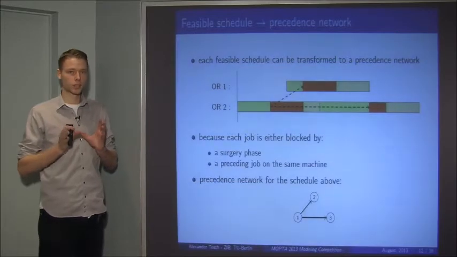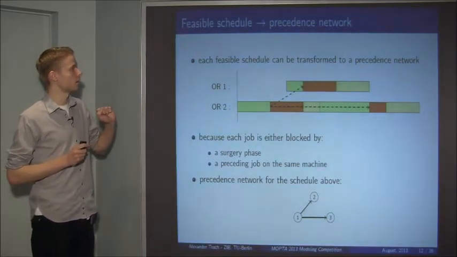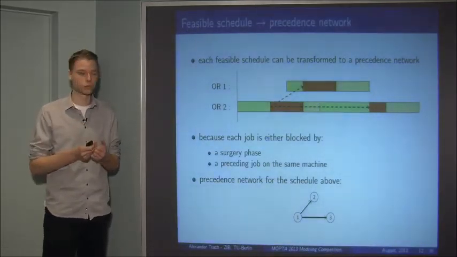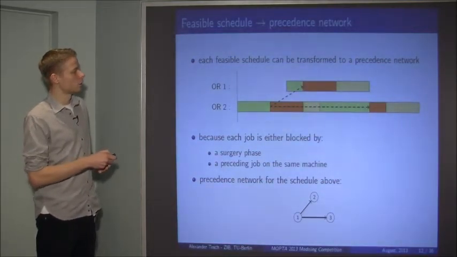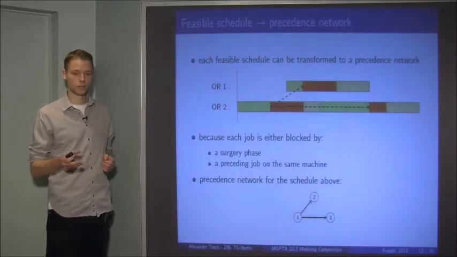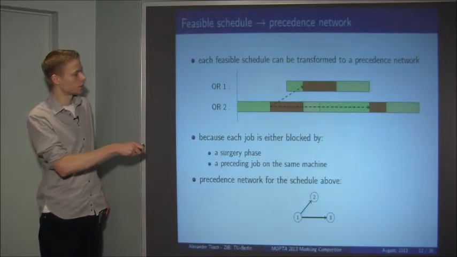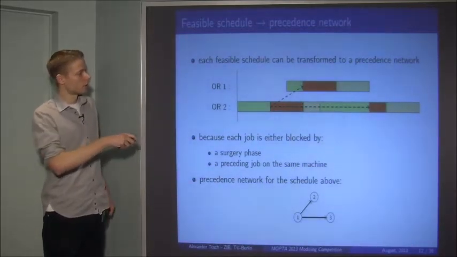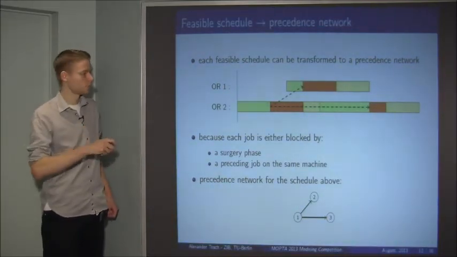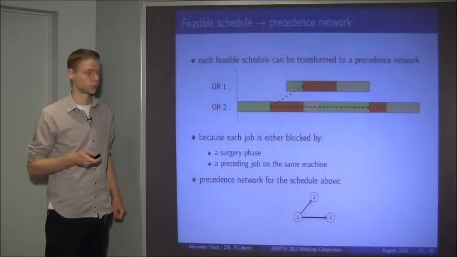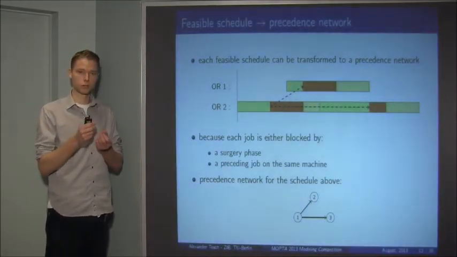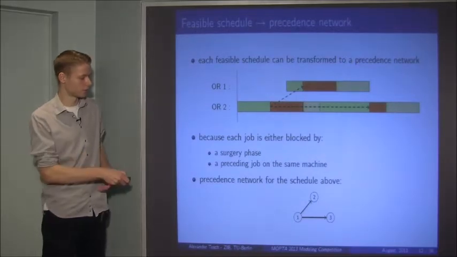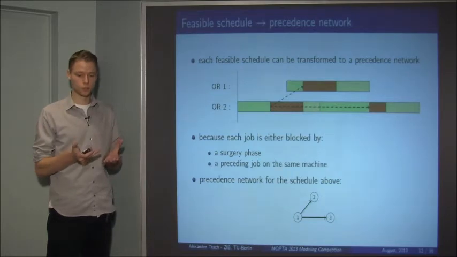And we want to find a special kind of precedence network in our considerations, but we first consider the fact that if we have a given feasible schedule, this can be transformed into a feasible precedence network. So, for example, if we look at this example here, we can see that we have three jobs given, and from the key observation that each job is either blocked by a job on the same machine, so this job cannot be scheduled earlier because this is blocked by this job, and this job is blocked by the other job on the other machine because the surgery phases here, the red ones, must not overlap. And therefore, because of those tight precedence relations, we can transform this given schedule into a precedence network that will look like this here in the lower one. And this is pretty easy to see.